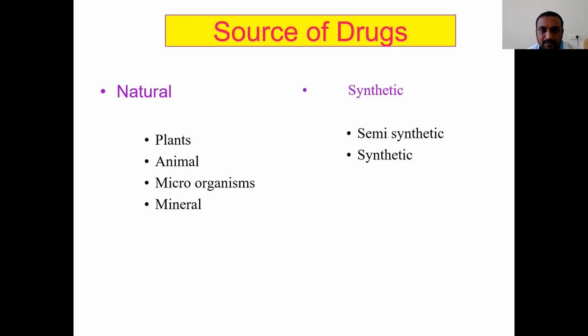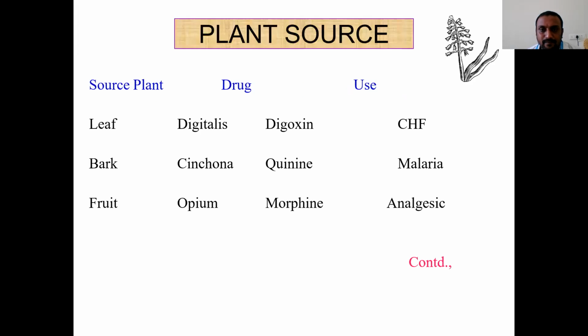The sources of drugs can be either natural or synthetic. Natural sources include plant products, animals, microorganisms, and certain minerals. Whereas synthetic drugs are synthesized by using semi-synthetic techniques and synthetic techniques.